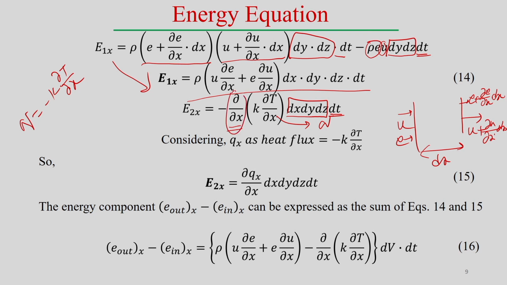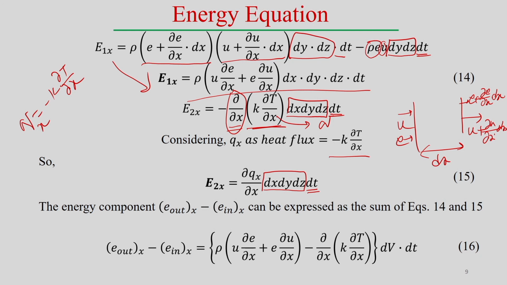Del by del x is the change, del by del x into this. So, basically qx is the heat flux. We should write qx because it is the heat flux along the x axis, so minus k into del T by del x. So, E2x can also be represented as del q by del x into dx dy dz, the elemental volume, into dt. That way we can see the effective diffusion energy may be considered as E2x.